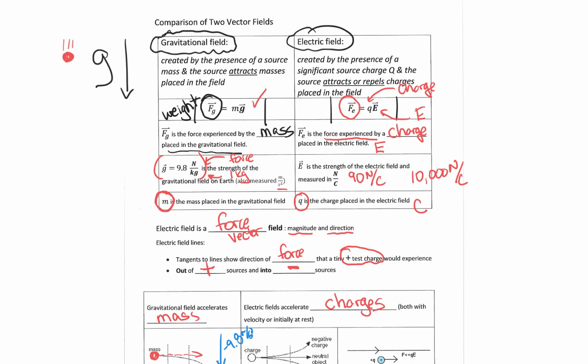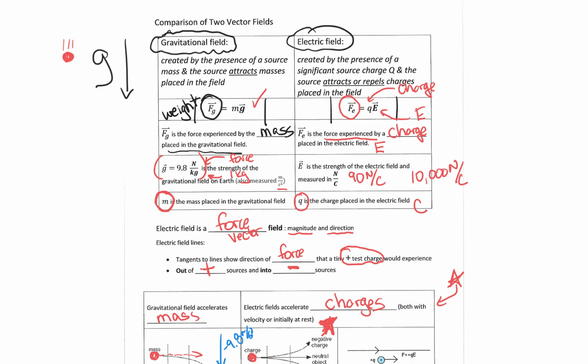And they can be at rest. They can be moving. You don't know this yet, but that's a hint at something we're going to learn later. So it can be any charge, whether it's at rest or it's moving. So here's a charge now. So here's where it gets a little different. Here's a major difference between gravity and electric fields.